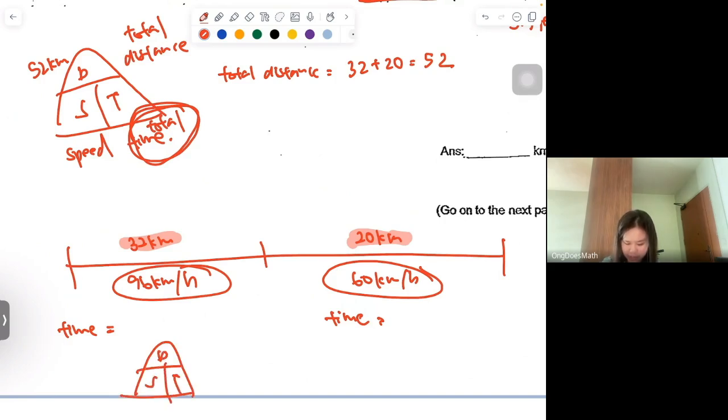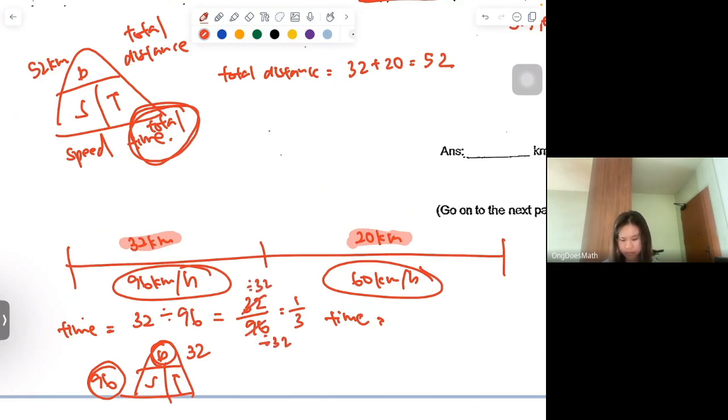So distance is 32, speed is 96. To find out the time taken, just take 32, the one at the top, divide by the one at the bottom, 96. This should give you 1/3, because both are divisible by 32. Divide by 32, divide by 32, gives you 1/3.